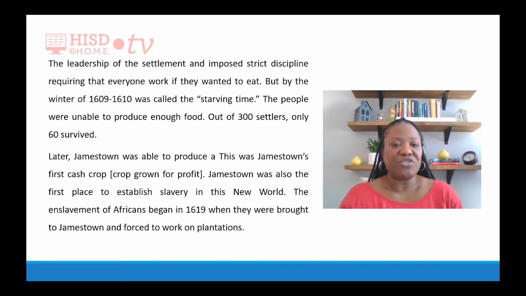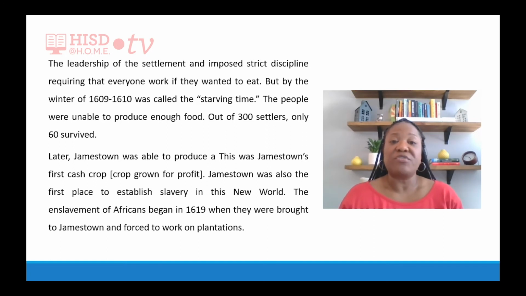But the winter of 1609 to 1610 was called the starving time. The people were unable to produce enough food. Out of 300 settlers, only 60 survived. Later, Jamestown was able to produce a cash crop. That was their first cash crop.